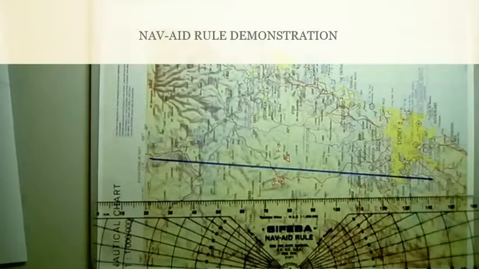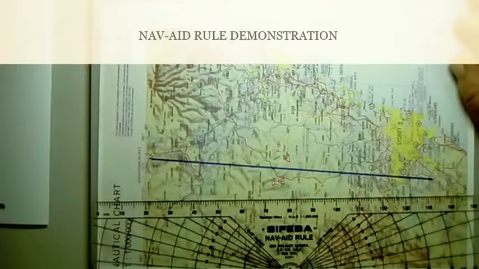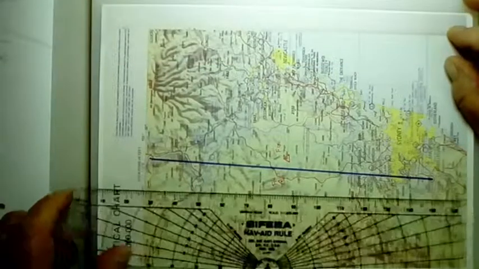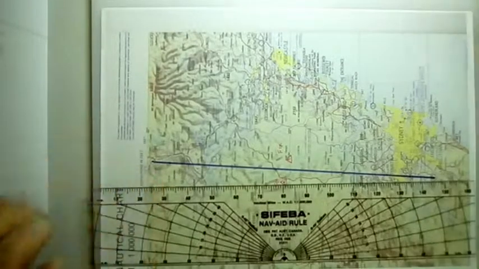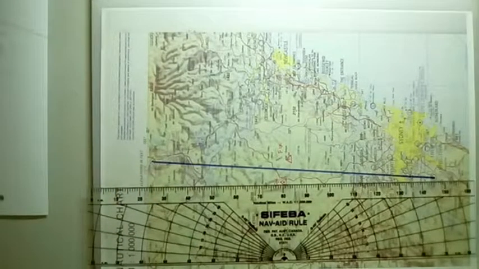This is a demonstration on how to use the Nav-Aid rule. The Nav-Aid rule is an Australian designed plotter to be used in flight for DR navigation. It takes the sweat out of off-course problems.